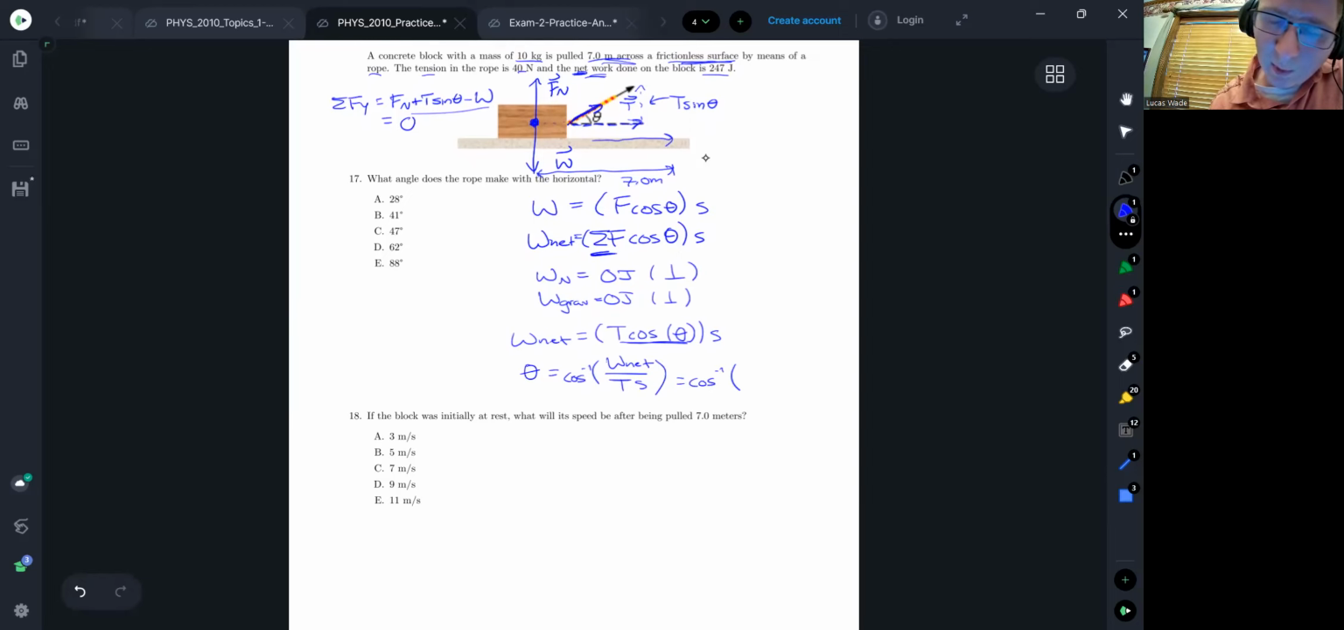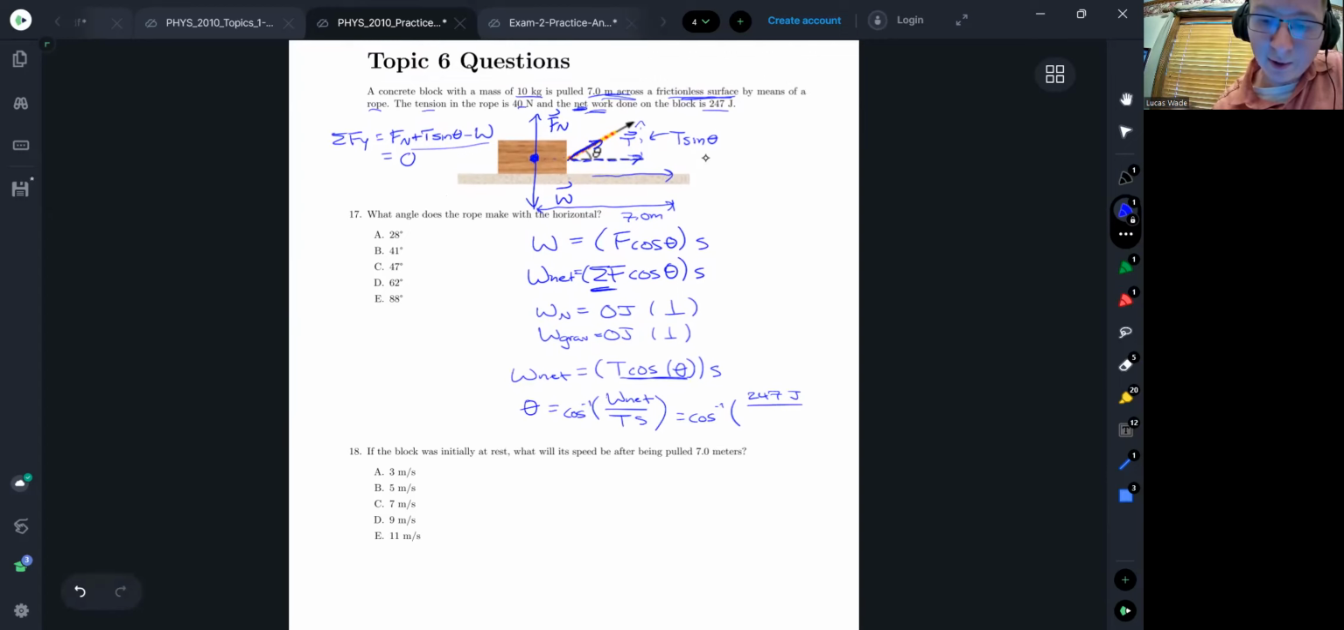And it said that the net work done is 247 joules. The only force that is contributing to that net work is tension, which has a magnitude of 40 newtons. And the displacement has a magnitude of 7 meters. And so if we go through that calculation, what do we get?